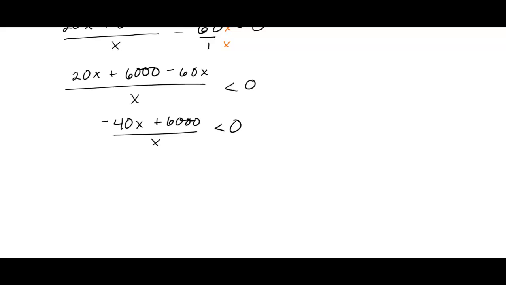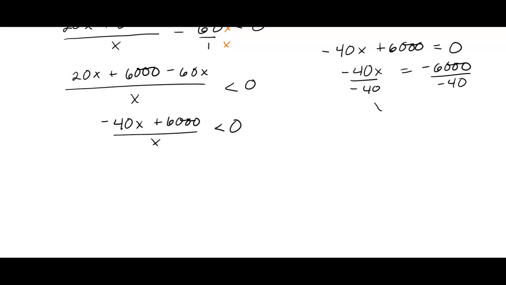So now we're doing what we've done in the other problems. We need to say, when is the numerator 0? When does negative 40x plus 6,000 equal 0? Well, if I subtract the 6,000, you might be worried about that negative on the 40, but don't worry, it's all going to work. x equals 150, if I remember right. Yeah. Okay, so that's a boundary point.